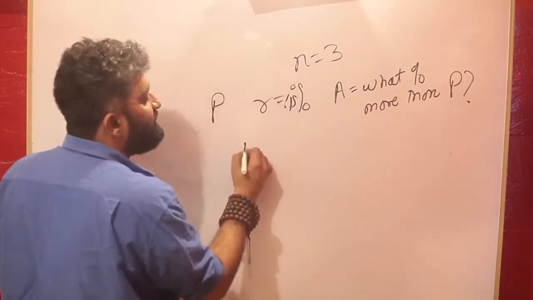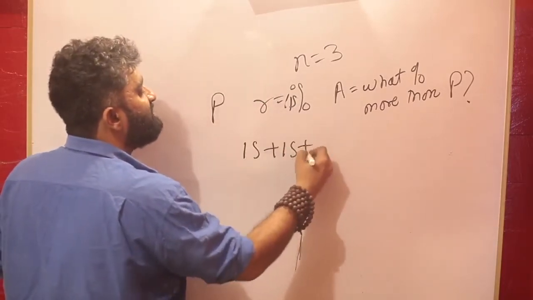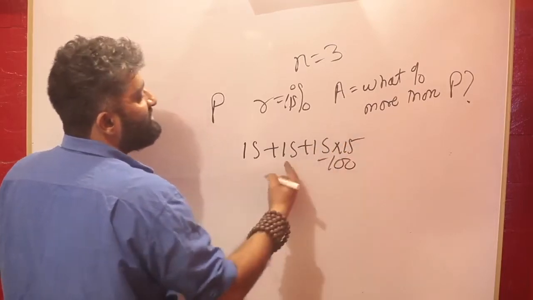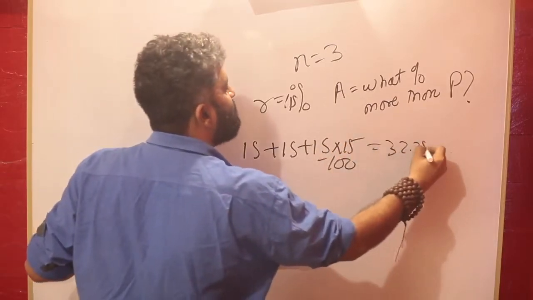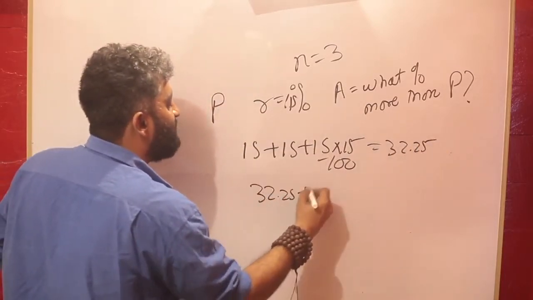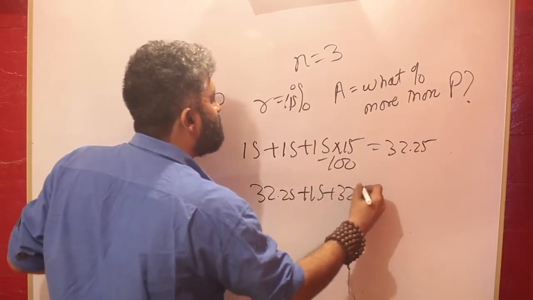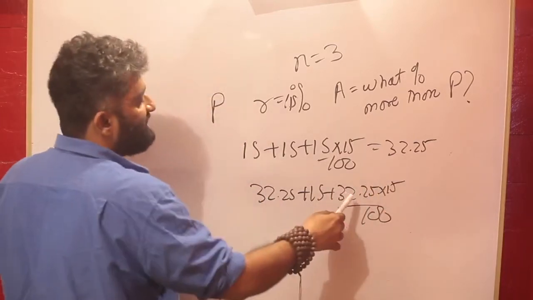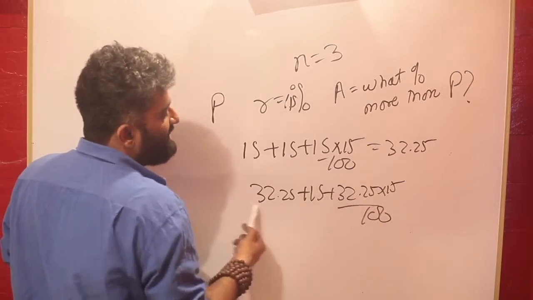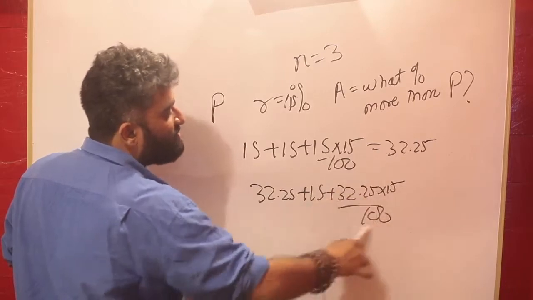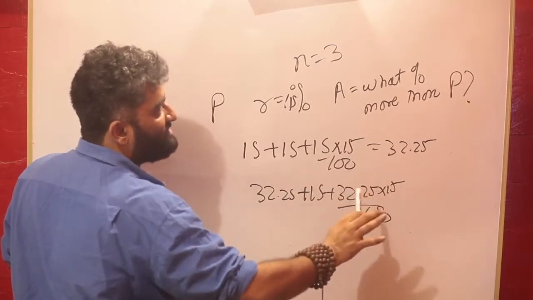So for the first 2 years the overall growth would be 15 plus 15 plus 15 into 15 by 100, which is 32.25. And for the 3rd year, 32.25 plus 15 plus 32.25 into 15 by 100. Again, you might think that this is a heavy calculation, but majority of the things you've already figured out. 32 plus 15, 47 plus something is going to come out of here. So you've got the range, right?